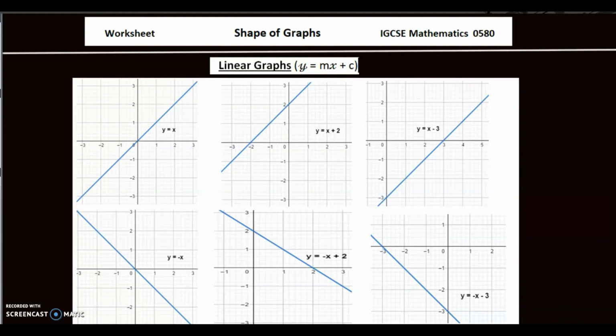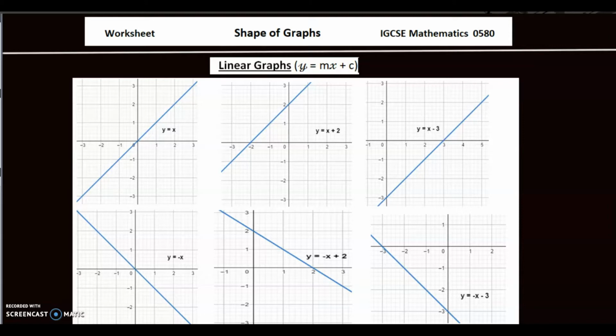Hey everyone, today we're doing a worksheet on shapes of graphs. We'll discuss all kinds of shapes whose graphs you need to know till year 11. You must have studied some of these graphs and shapes starting from maybe grade 7th, 8th, 9th, 10th, 11th. By the end of year 11 you need to know all of these shapes because you're expected to know this in the examination.